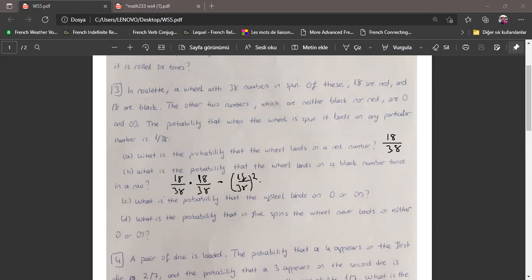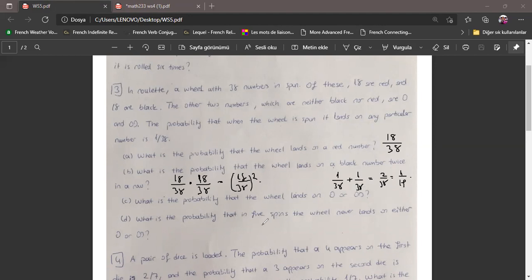Now, what's the probability that the wheel lands on 0 or 00? So first compute this one's probability, then this one, then add them. Okay. So what's the probability of having 0 on the wheel? It's 1/38, right? And this one again, it's 1/38. There is one 0 on that wheel, right? So we have this 2/38, which gives 1/19.